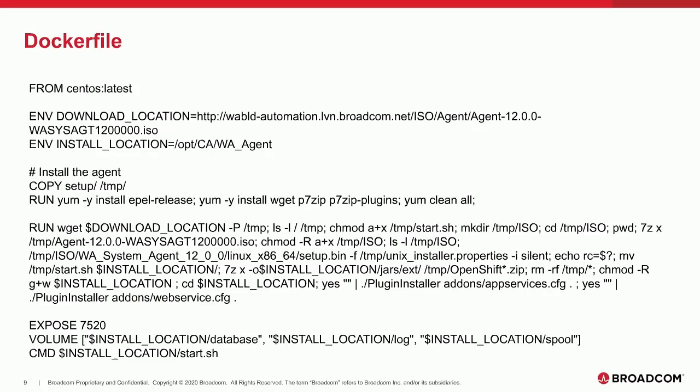And the very last part is where it's exposing a volume and exposing a port, the 7520 port, which will eventually get mapped to a service, which I will show later. You can also utilize volumes to use persistent storage volumes to store certain items, which will be persisted among restarts. In particular, I have the database, the log directory, and the spool location. And then the very last line is a script that's used to keep the container running.